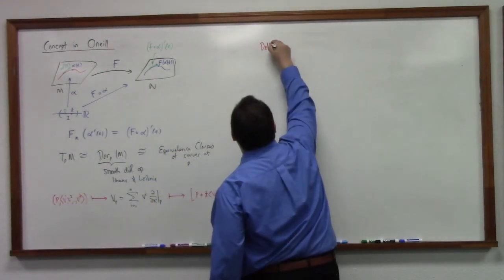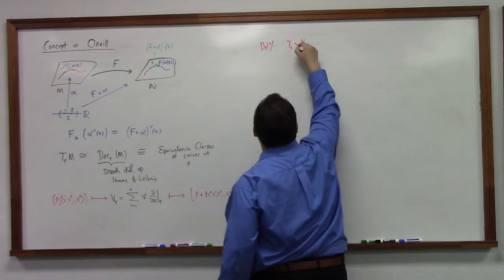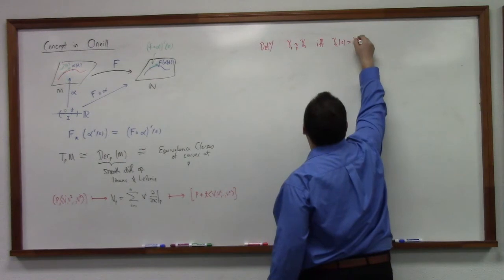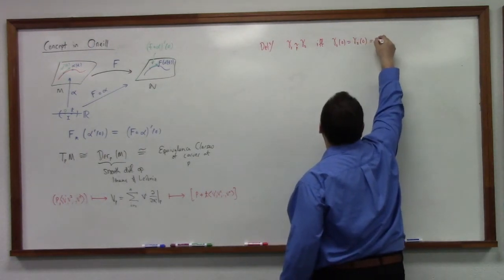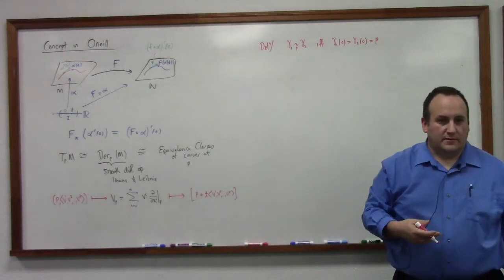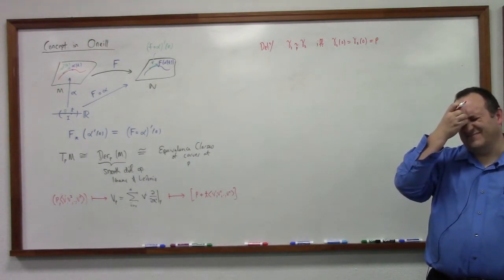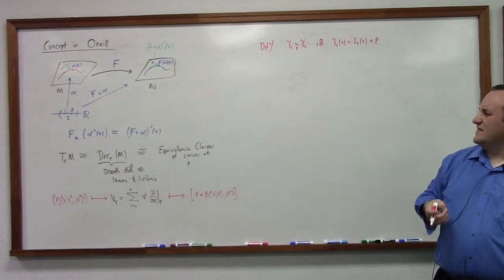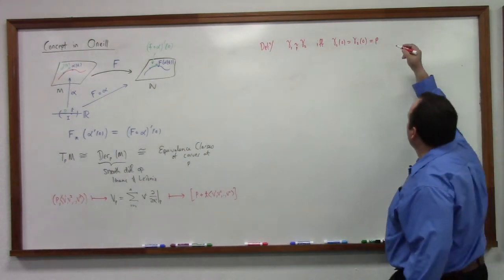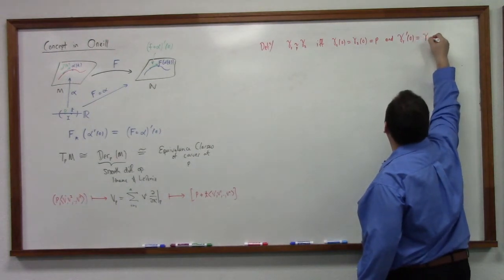Here's the definition. Gamma 1 is equivalent to gamma 2 at P if and only if gamma 1 of 0 equals gamma 2 of 0 equals P. All right? So I'm going to give you a definition in Rn. There's a more abstract definition, I suppose. I guess this definition works in the manifold. I haven't used coordinates here yet. And what else? Gamma 1 prime of 0 is equal to gamma 2 prime of 0.